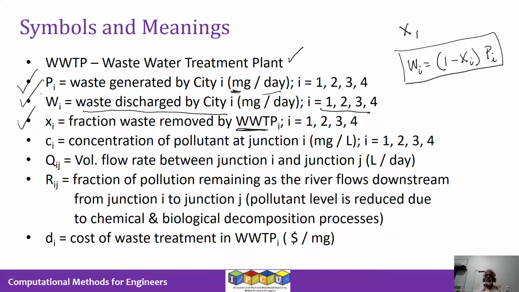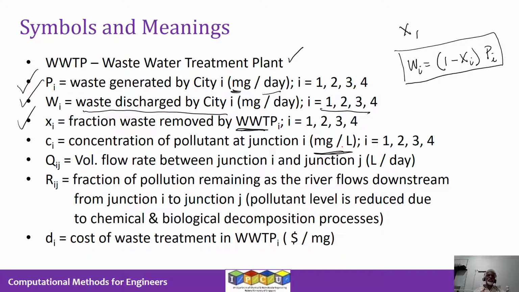The next symbol we'll introduce is Ci, the concentration of the pollutant at the four junctions. So C1, C2, C3 and C4 are the concentrations of the pollutant at junction I. And the units would be milligrams per liter. So for every liter of water that you collect at these junctions, you will have the amount of pollutant there to be so many milligrams. So per liter, how many milligrams of pollutant can you find? So that concentration is denoted by the symbol Ci. So Ci is in units of milligrams per liter.